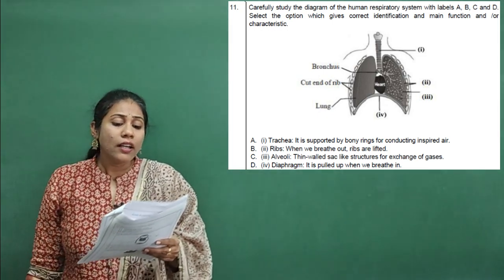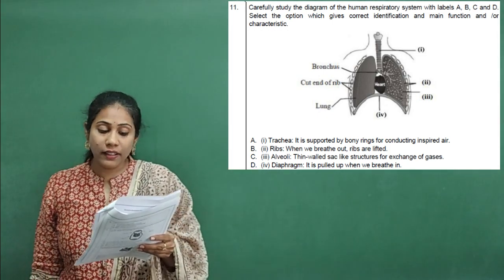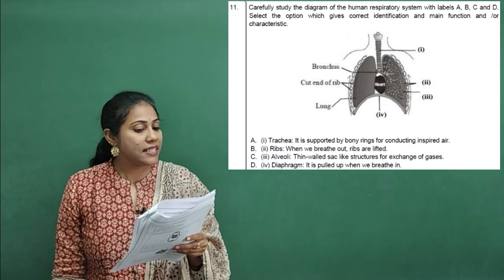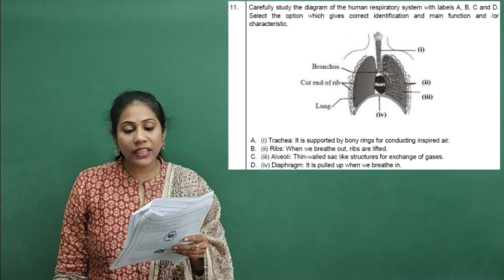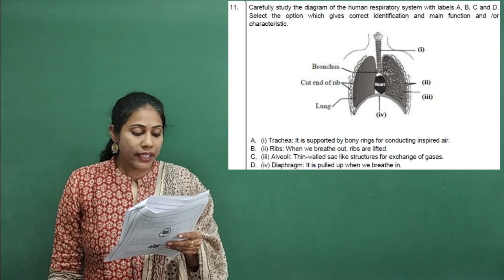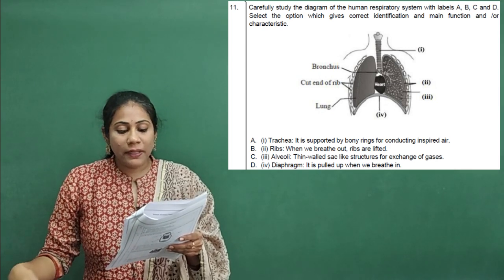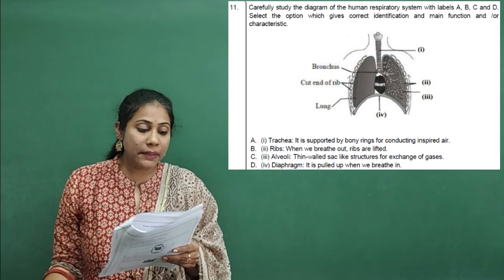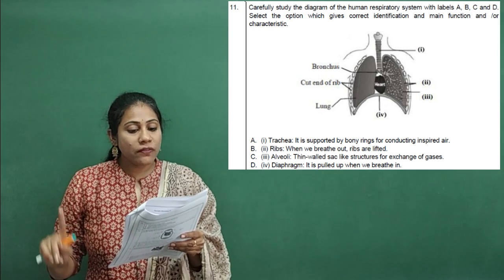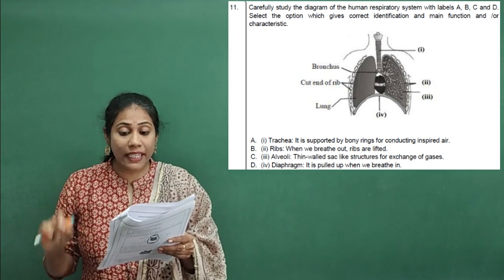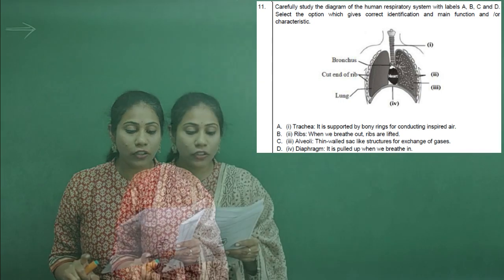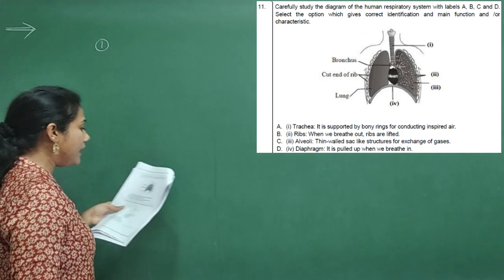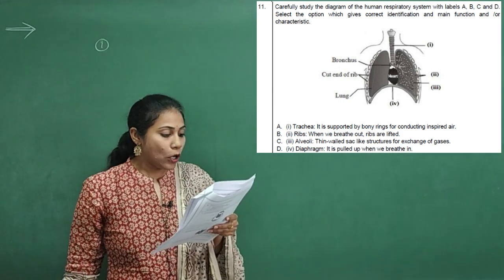So here is a picture that you can see on the board, of a respiratory system. Just read out the question. Carefully study the diagram of the human respiratory system with labels A, B, C, D, which is nothing but 1, 2, 3, 4 in the diagram. You just see whether they are correctly labeled or not. Select the option which gives the correct identification and main function or characteristic.